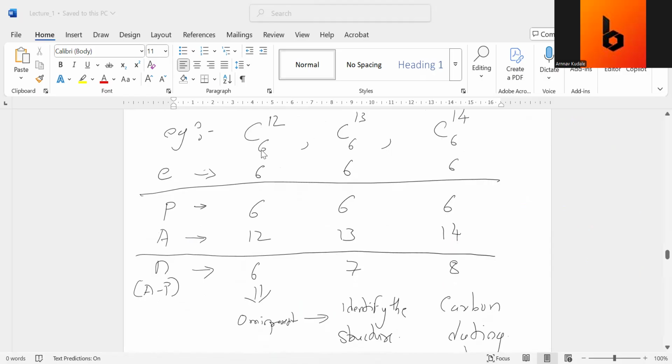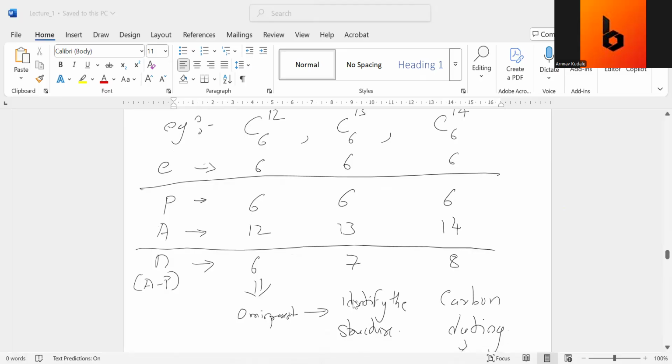Now, carbon 12 is omnipresent. It's widely present all over the earth. Carbon 13 is used to identify structures. Basically, if there is an organic compound and we want to know what the structure of that organic compound is, we can use carbon 13. Carbon 14 has some unique properties, and you will learn that at a higher level.